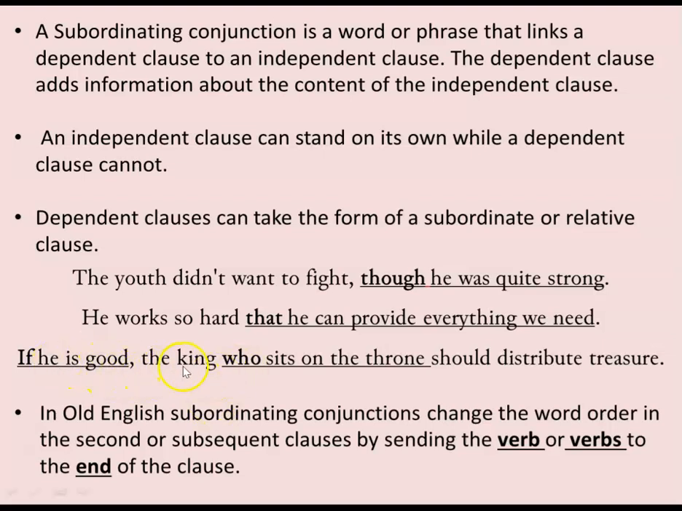Now, subordinate clauses can interrupt the main clause or the independent clause. If he is good, the king who sits on the throne should distribute treasure. So the independent clause is "the king should distribute treasure", a clear statement, and then it's interrupted twice by "if he is good" and "who sits on the throne". So it's interrupted by two dependent clauses, two subordinate clauses. And the conjunctions here are "if" and "who".